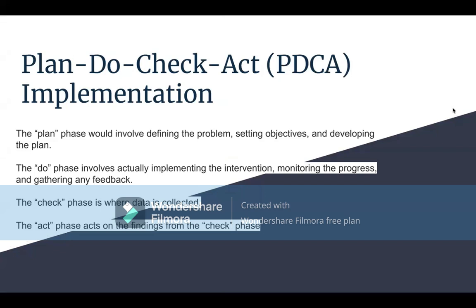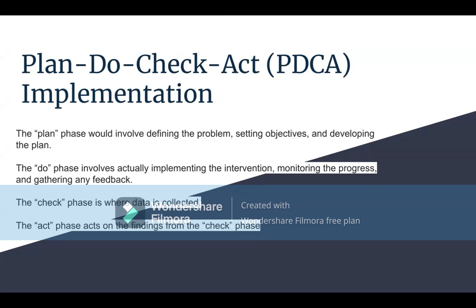For the Plan, Do, Check, Act implementation, the plan phase would involve defining the problem, so the postpartum hemorrhage, setting objectives, and developing the plan. Some of the stakeholders would be the nurses, the OBs, the patients, the CNLs, and primary physicians.